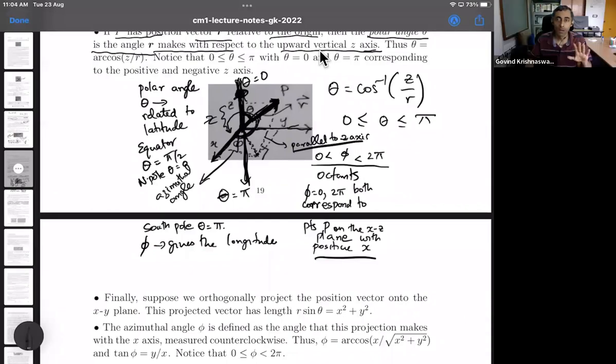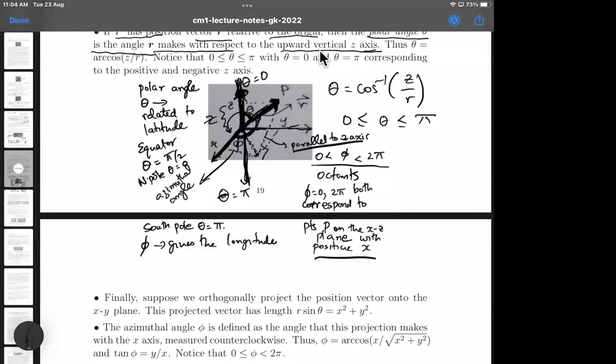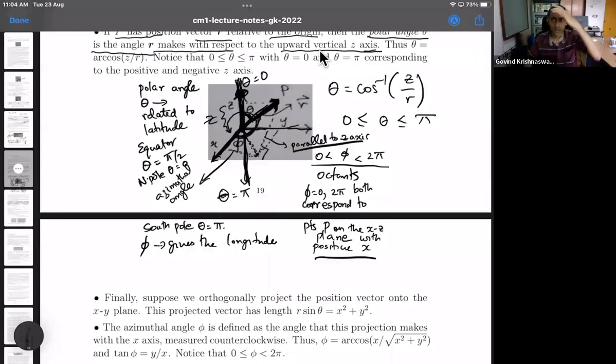So you're defining the coordinate system as an ordered triple r, theta, phi, where r denotes the radial distance, theta is the polar angle of inclination with the north pole, the northern axis, and phi is the azimuthal angle made on the xy plane. Is that okay?